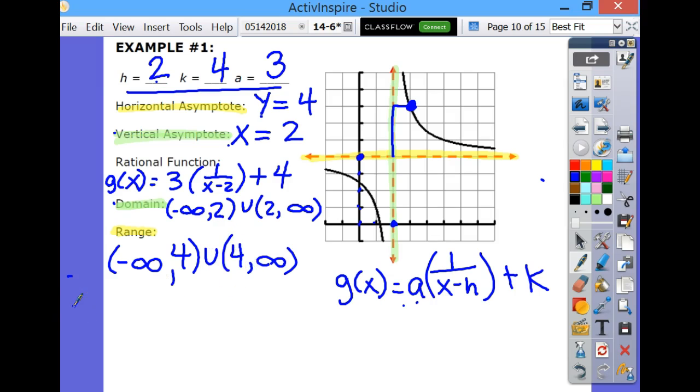And just like the graph is in 2 pieces, the range has to be in 2 pieces, and the domain has to be in 2 pieces because the graph is in 2 pieces.